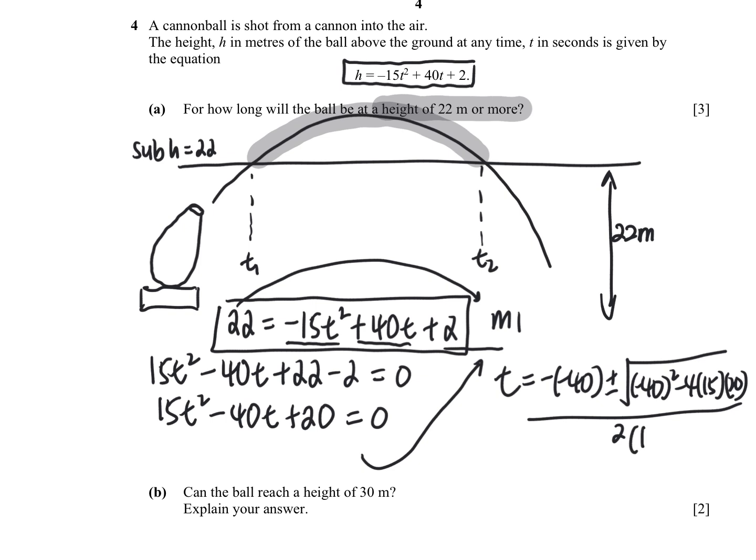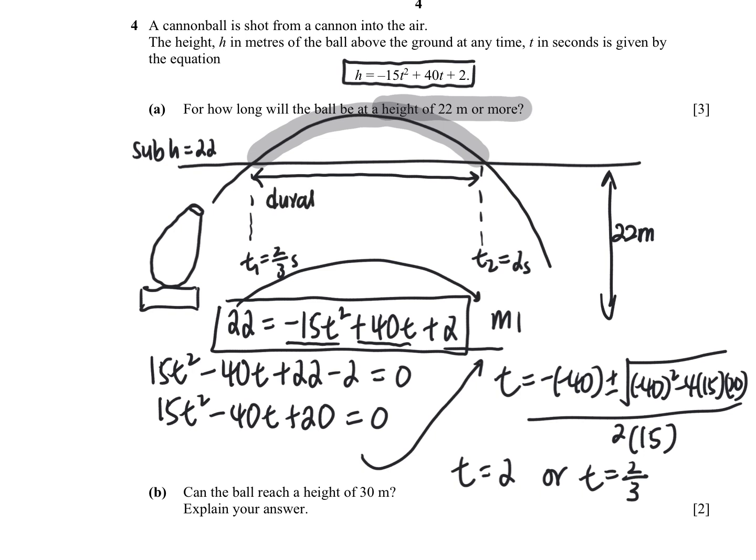Okay, so your a is 15. Then you will end off with t as 2 or t as 2/3. So this timing here is 2/3 seconds, and this timing here is 2 seconds. So the duration that it was at 20 meters or more would be 2 seconds subtract 2/3, so 1 and 1/3 seconds. This is your answer mark, and this is the method mark. So 3 marks altogether.